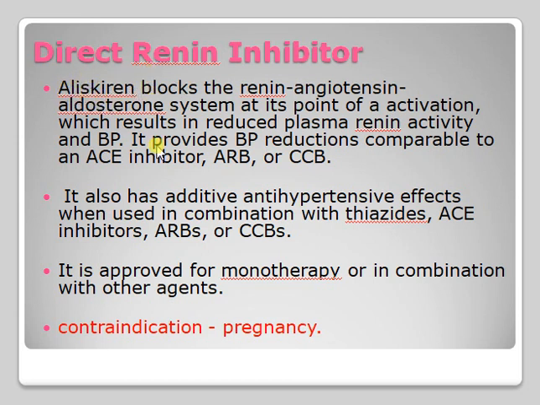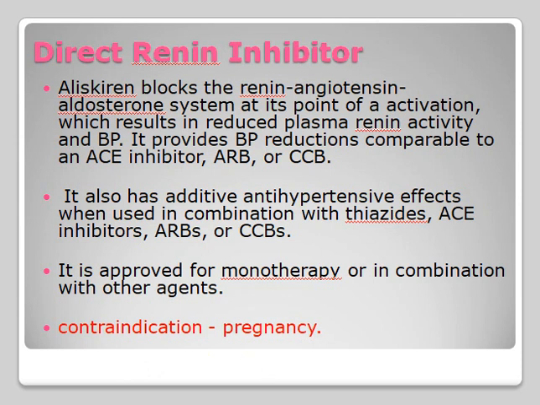This category of drug shows potency comparable to other categories of drugs like ACE inhibitors, ARBs and CCBs, and they can be utilized for treatment of hypertension as monotherapy, that means single line therapy, or we can use them in combination with other drugs also. So we can administer them in combination with thiazide, ACE inhibitors, ARBs or CCBs. This category of drugs produces fetal abnormalities, and that's why they are contraindicated in pregnancy.